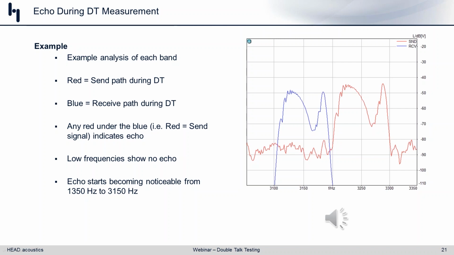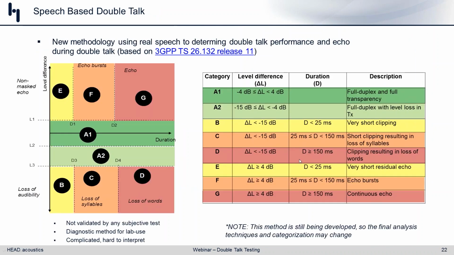So once again, subjectively, easy to tell, we had echo issues, but using this method, we're able to drill in and see exactly where in the frequency domain our echo canceller was exhibiting issues. Now let's spend a little bit of time talking about the speech-based double talk metric that comes to us from 3GPP, because this is a very, very cool metric.